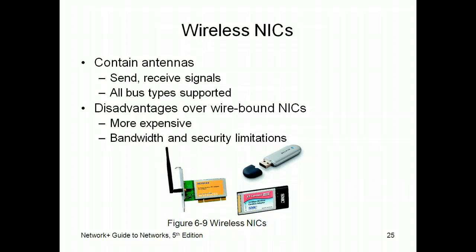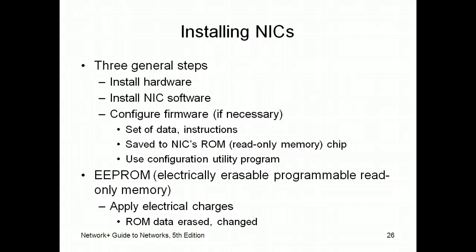There are bandwidth and security limitations with Wi-Fi, but with WPA2, Enterprise and Personal, what you guys would have at home, it's plenty secure for home use today. The only disadvantage I could see, really, is that they're a little bit more expensive, but when you consider not having to run wires, it's kind of a wash. So when you're installing NICs, it's pretty simple.